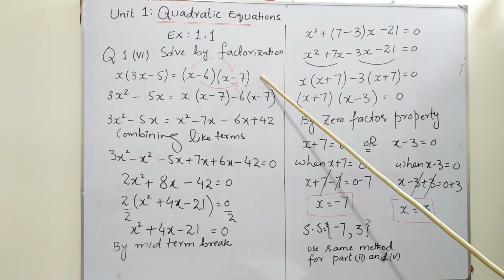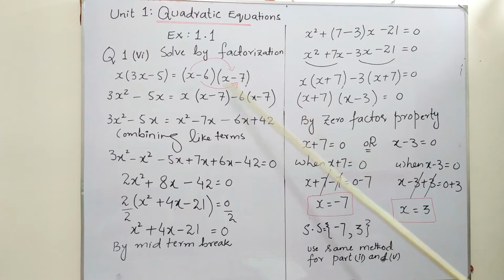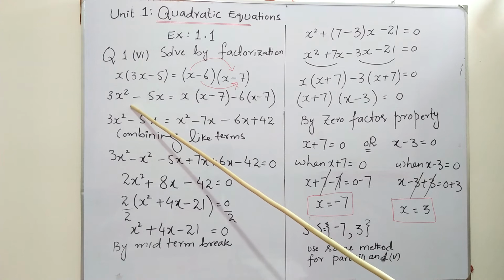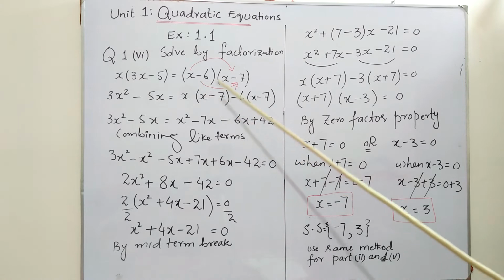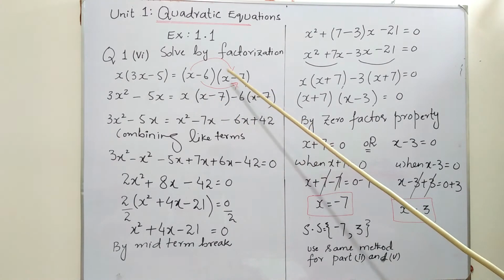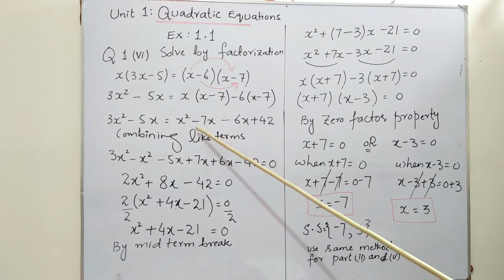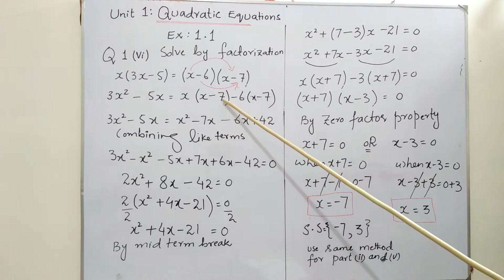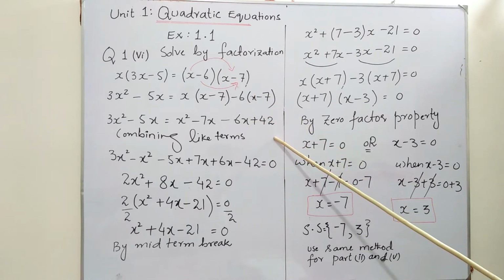We will use the same technique, but first of all we have to convert the question into its standard form or general form of the quadratic equation. Now for that we will multiply x into 3x minus 5, we get 3x square, x into minus 5 minus 5x. For multiplication of x minus 6 into x minus 7, we split up the first bracket and multiply it with the second one. So x into x square, x into minus 7 minus 7x, minus 6 into x minus 6x, and minus 6 into minus 7 plus 42.